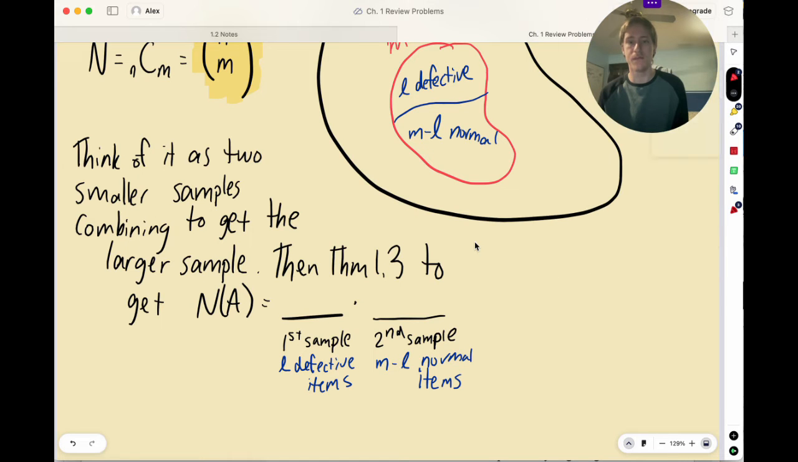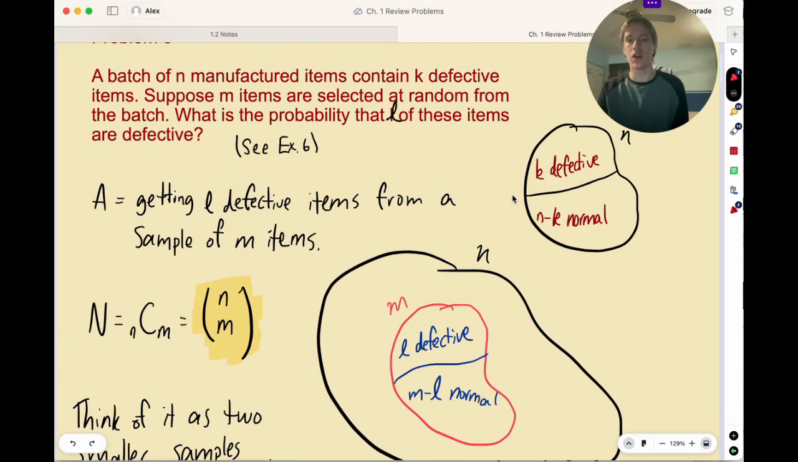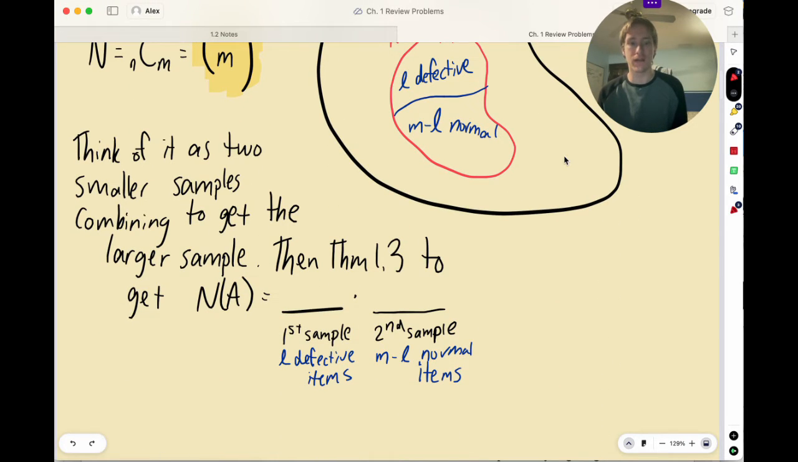Well, this shouldn't be too bad. In the first sample, how many ways are there to get L defective items? Okay, well, if we look back here, there are a total of k defective items, and from that k, I just want L defective items. So that means the number of ways to get L defective items is simply k choose L. From k defective items total, I'm choosing L of them in my sample.